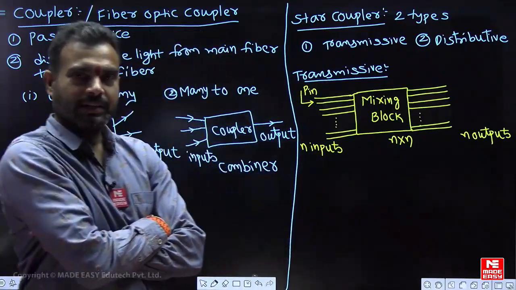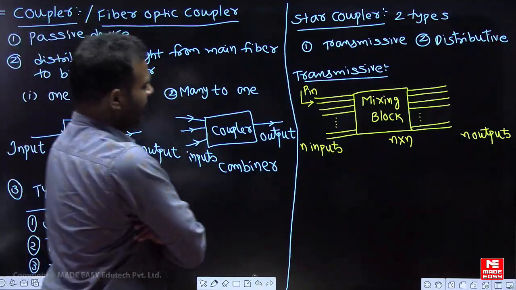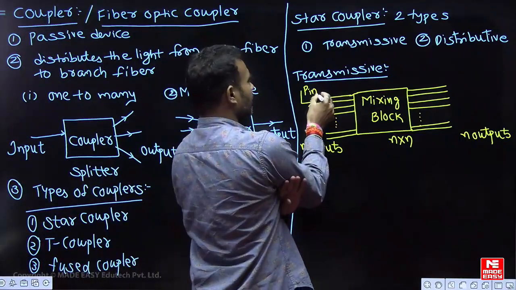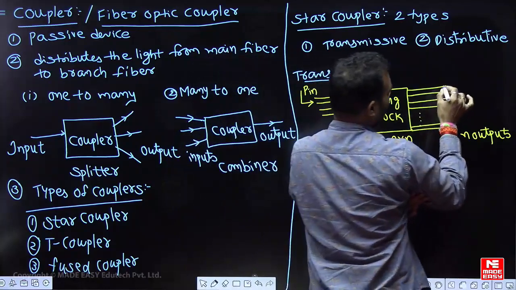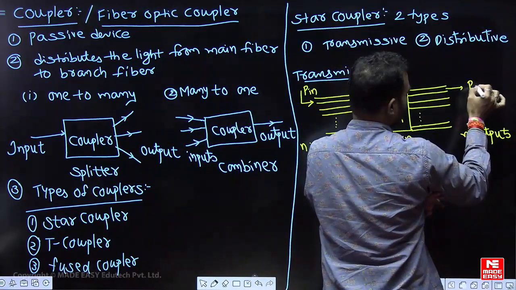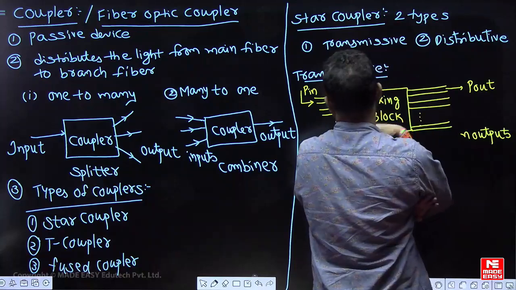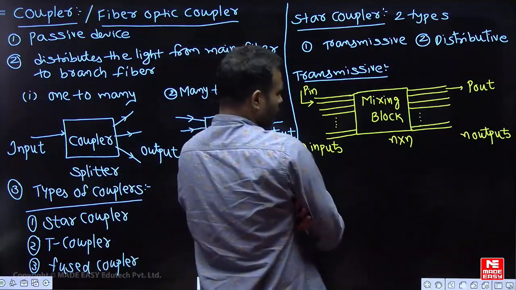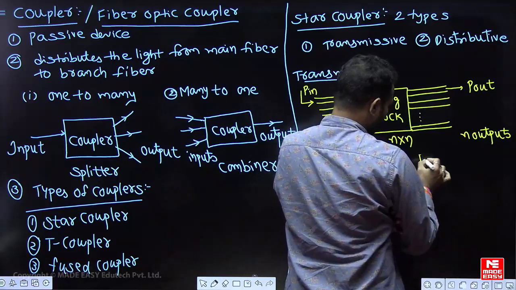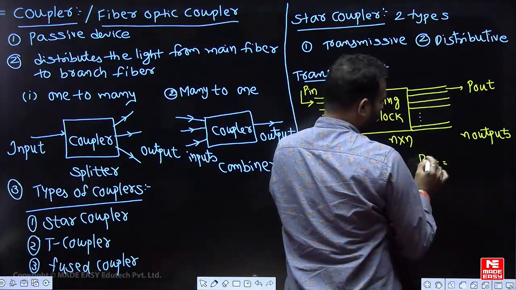Everybody in the class understood this, that is the mixing block. P in is given at one of the ports among the N inputs, and the P out you get will appear from one of the output ports. So we can write it like this: P OT, which means the total output power.